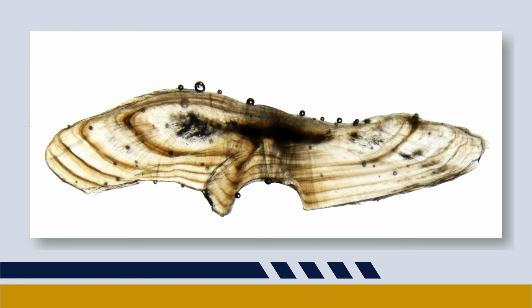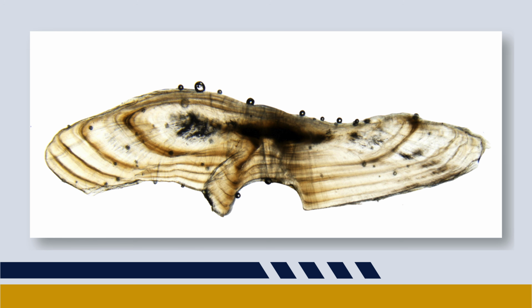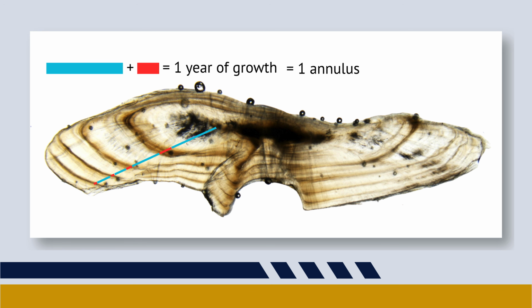Growth appears on these calcified structures as alternating opaque and translucent zones. Together, each paired zone represents 1 year of growth, which is what we call an annulus. Counting the annuli from the core to the outer edge of the structure is how we estimate a fish's age.